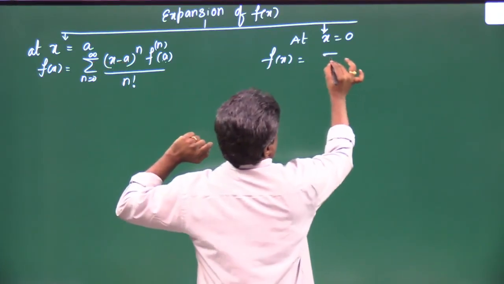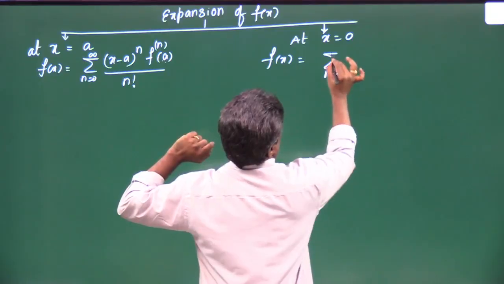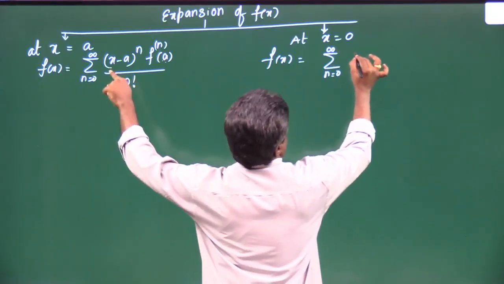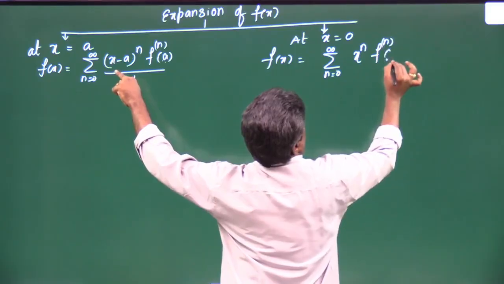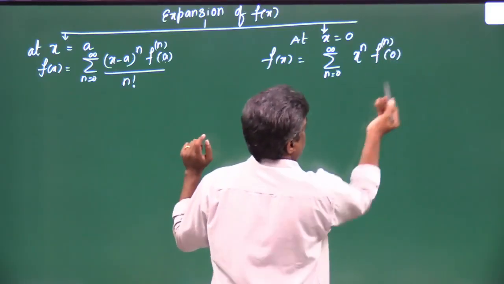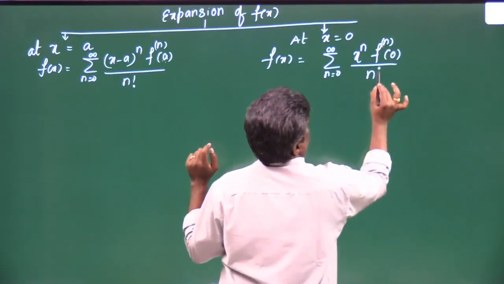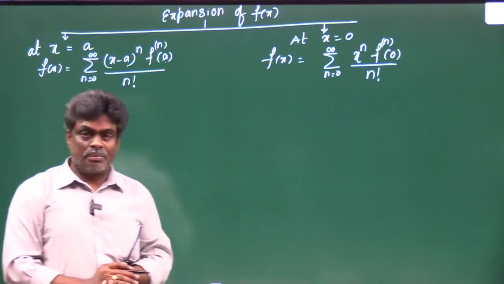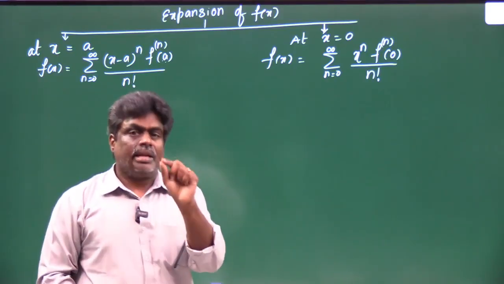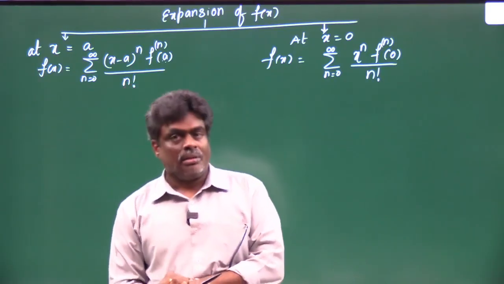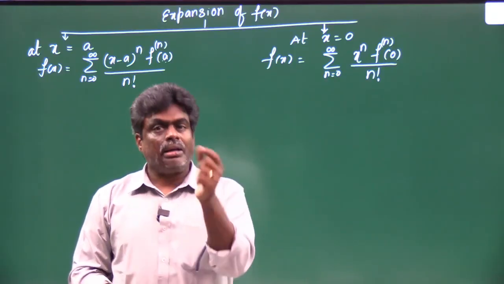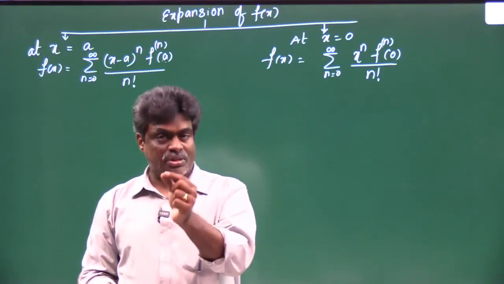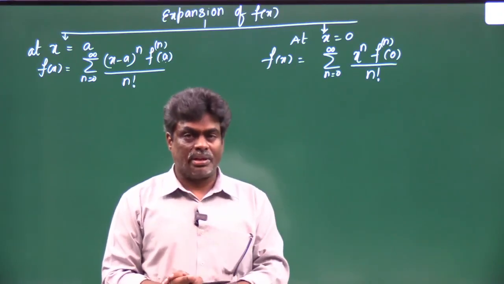That's why the summation from n equals 0 to infinity is simply x to the power n times the nth derivative of f at x equal to 0 divided by n factorial. So please remember, the Taylor expansion at x equal to a is f of x equal to the summation over n of (x minus a) to the power n times the nth derivative of f at x equal to a divided by n factorial.